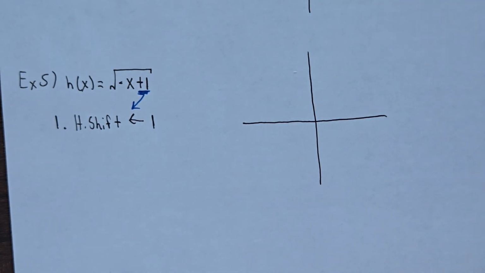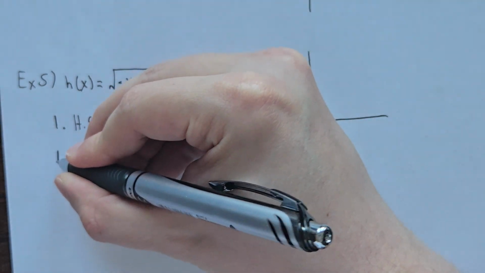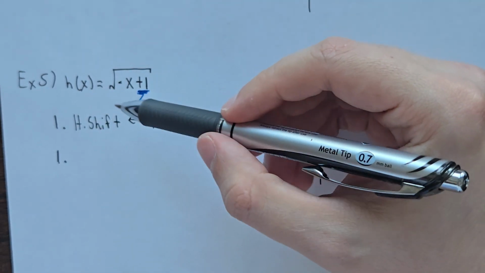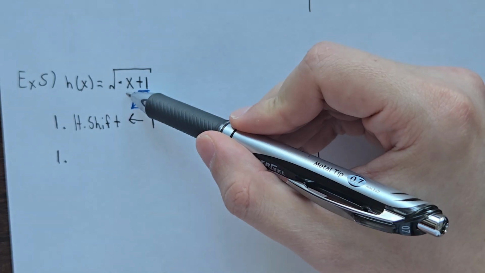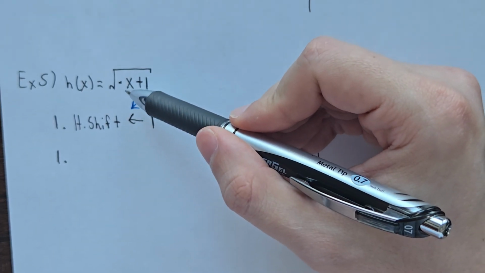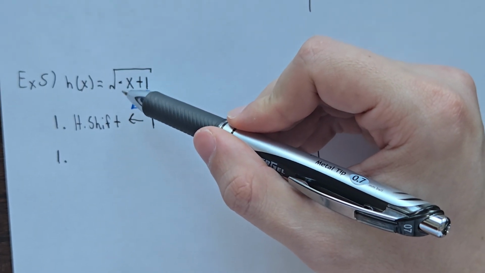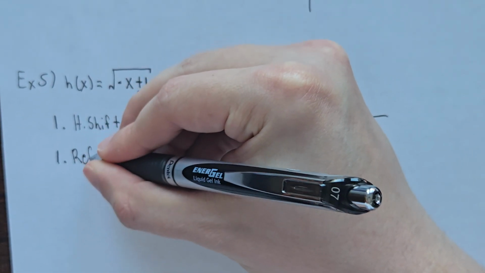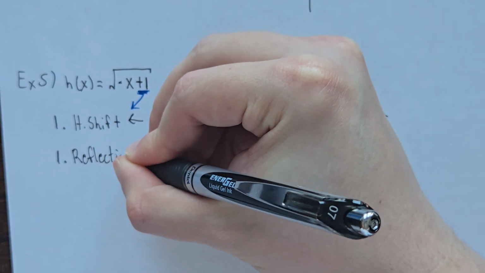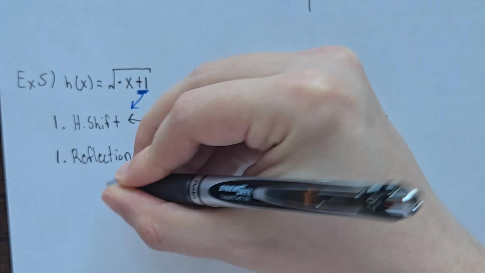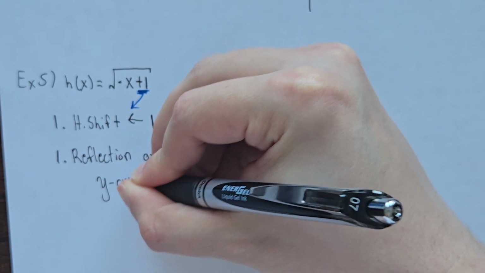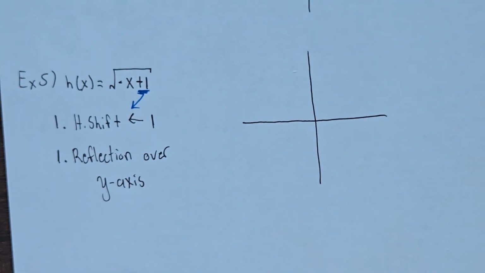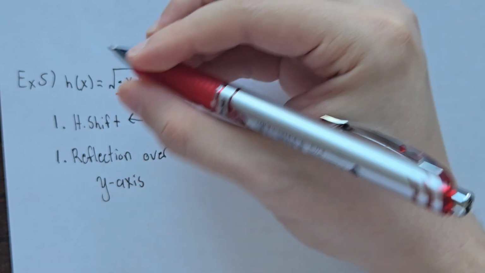Now the negative sign is going to result in a reflection, right? Remember, we have to decide whether that reflection is going to be over the y-axis or the x-axis. And here, since the negative is inside the function, it's going to be a reflection over the y-axis. I'll go ahead and underline that negative right there.